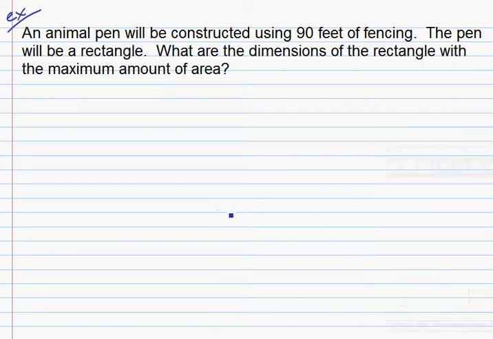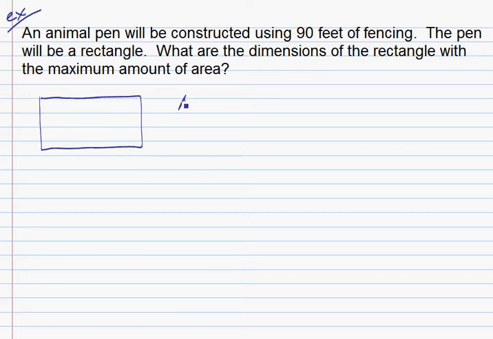So one type of problem you're going to see is an animal pen problem. An animal pen will be constructed using 90 feet of fencing. The pen will be a rectangle. What are the dimensions of the rectangle with the maximum amount of area? Okay, so what we do know, we know that this is going to be a rectangle.